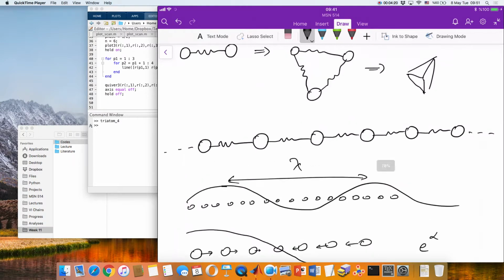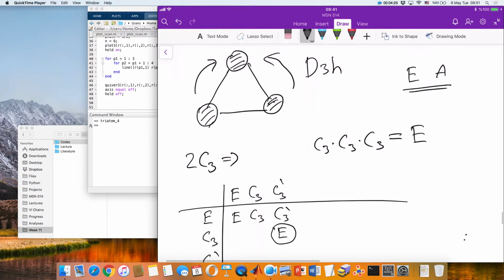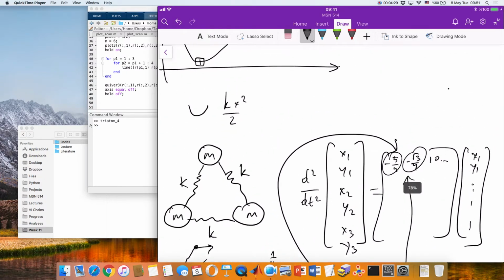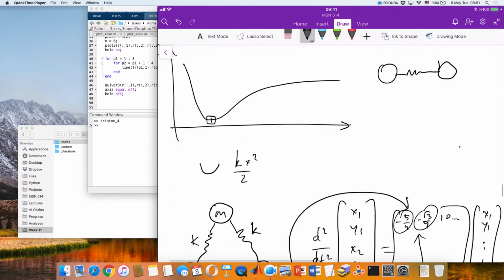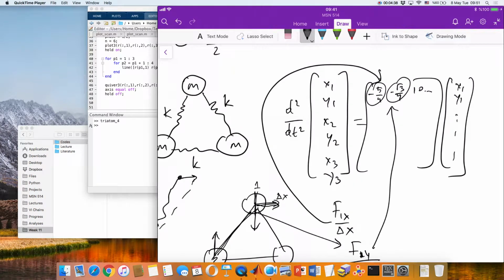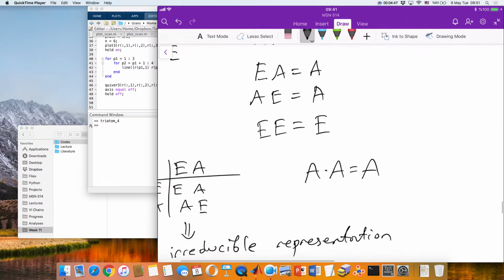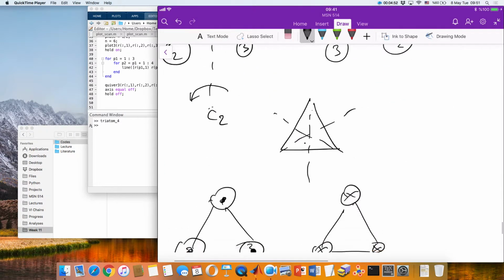Let me see if we have it here. Let's go back. Somewhere here. No. But this equation had eigenvalues, eigenvectors, and eigenvalues were imaginary. Do you remember that? Okay, I hope you do.